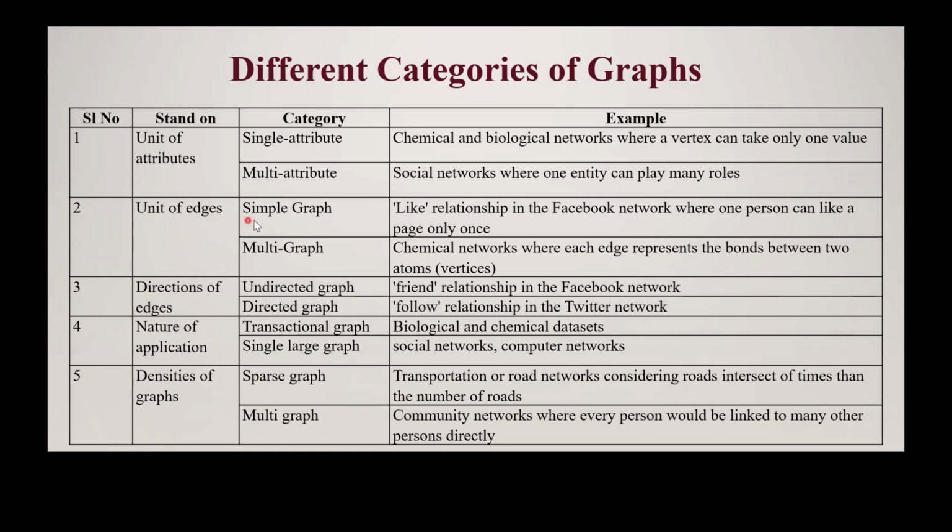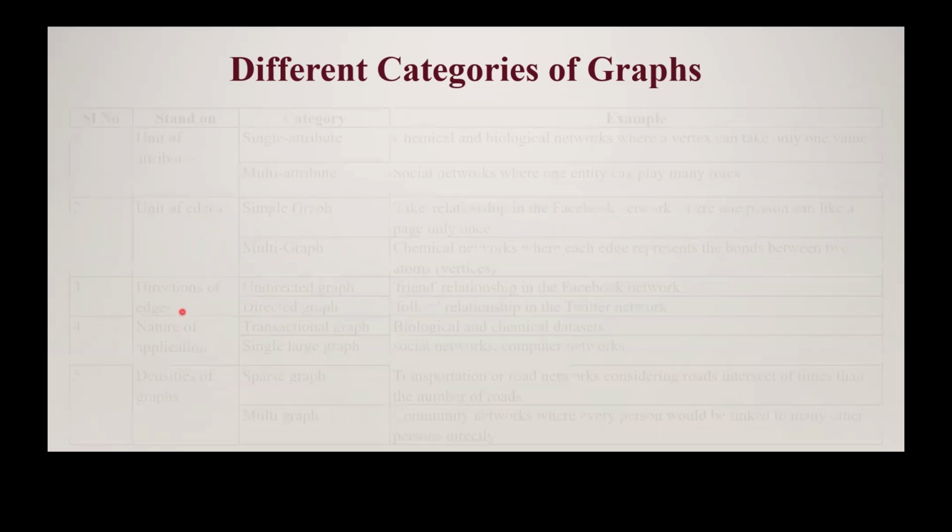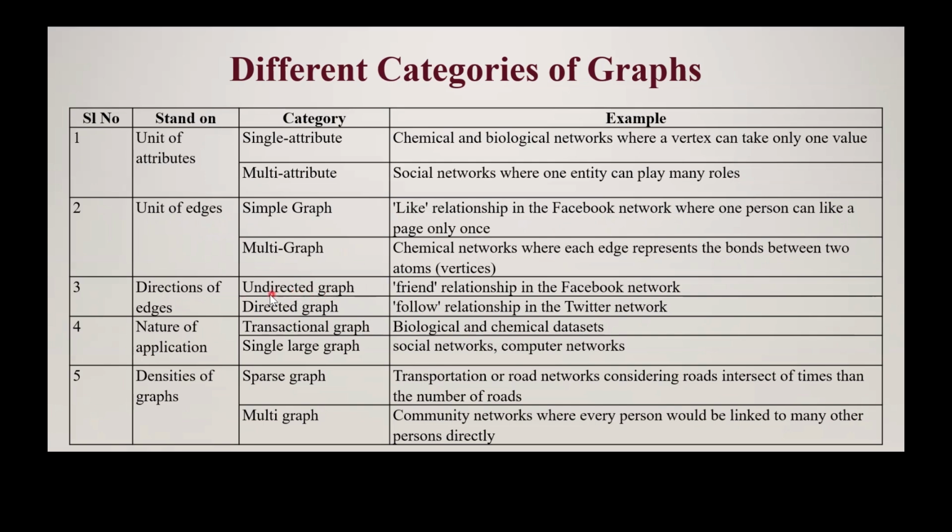On the basis of unit of edges, it can be a simple graph or a multigraph. A simple graph example is a relationship in the Facebook network, where one person can like a page only once. The next category is the multigraph, like a chemical compound, where each edge represents a bond between two vertices. Now, direction of edges. Edges are the association between nodes. It can be undirected, meaning no direction is mentioned: from node A to B a link is present, and B to A a link is present. That is like the friendship relationship on Facebook.